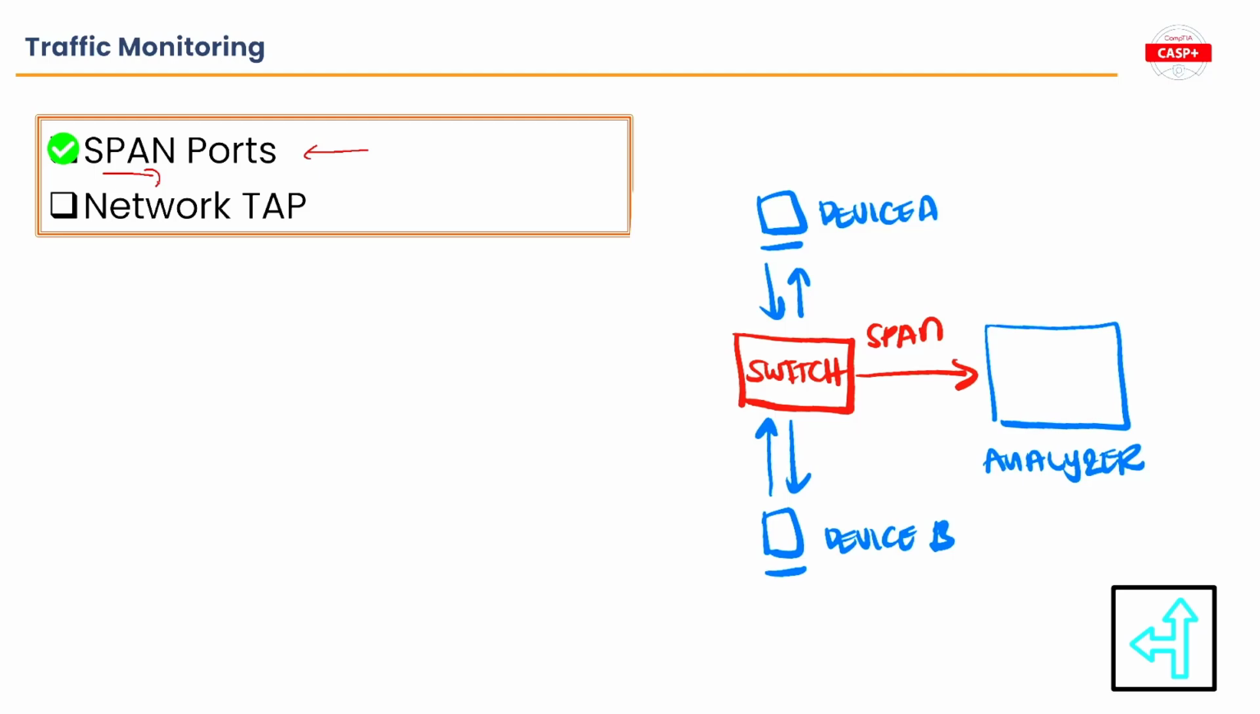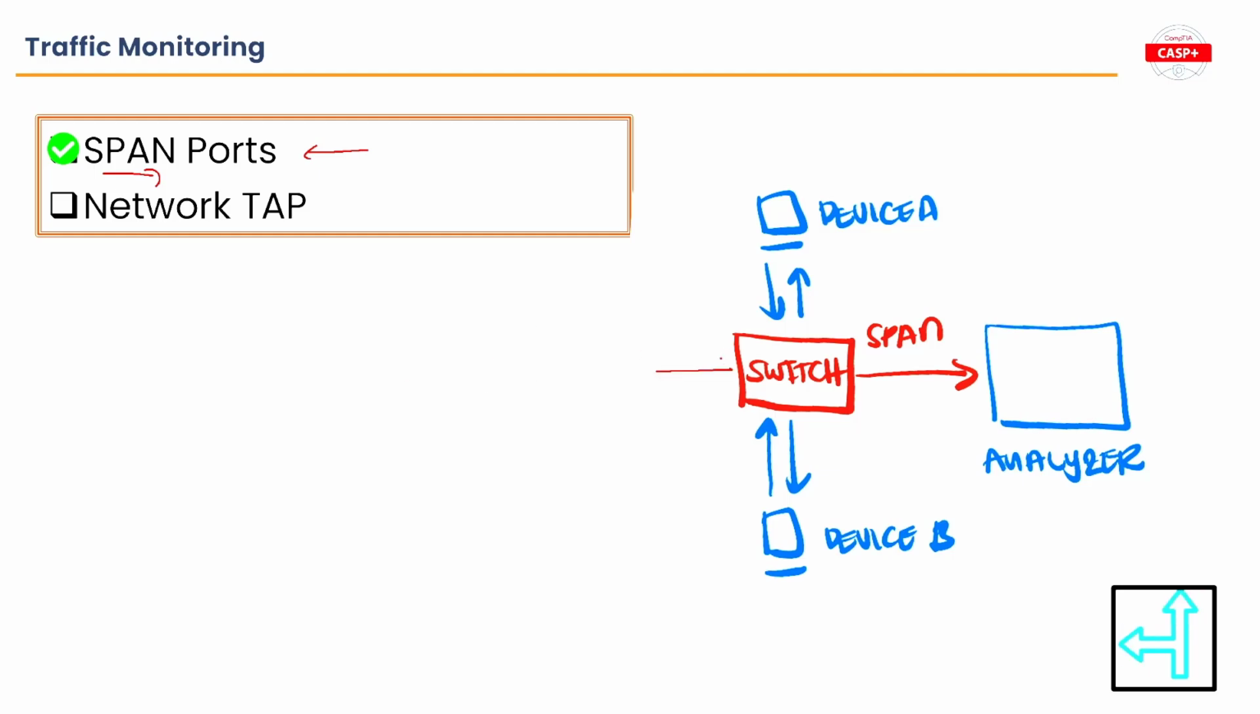Port mirroring, which is called a SPAN or switchport analyzer, are ports on a network switch that are configured to forward a copy of packets from one port to another where an analyzer is connected. Take note that the SPAN operation does not impact the switch's normal operation.